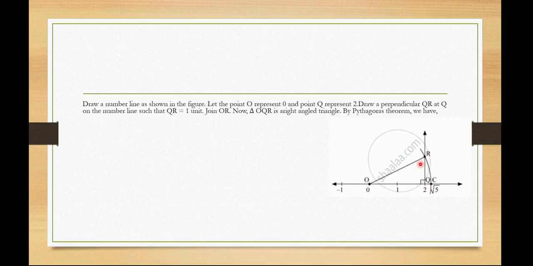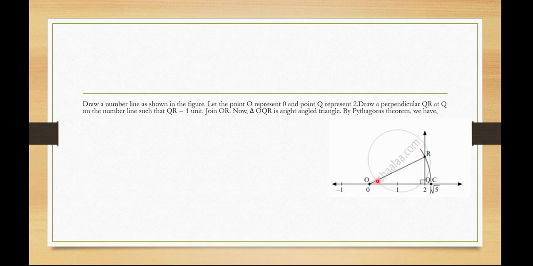See, as you can see, it comes 1 unit. How to take 1 unit? We have to measure the distance from 0 to 1, and from the point Q we have to make an arc over there, and that point will be your R. Join OR. As you can see here, join OR.